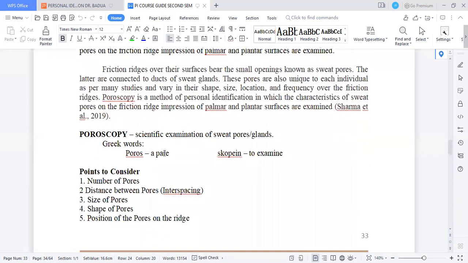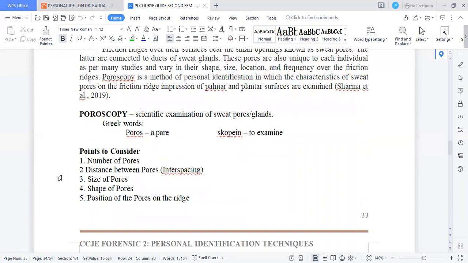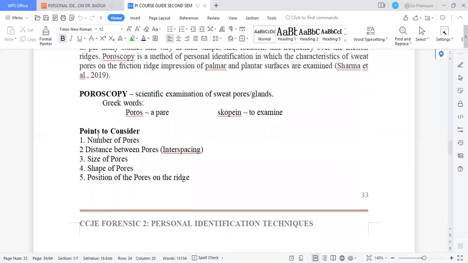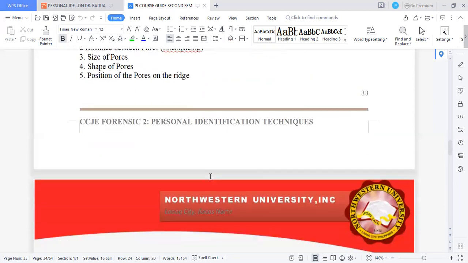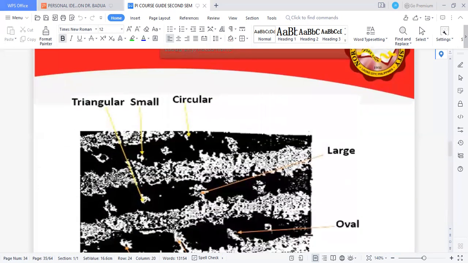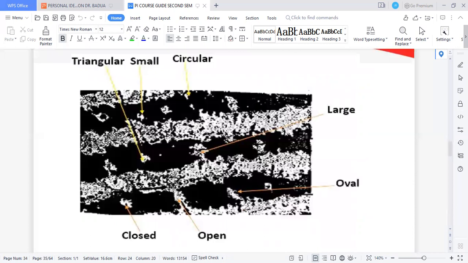So when we talk of poroscopy examination or scientific examination process, these are the things that we can consider: the number of pores, distance between pores or what we call interspacing, the size of pores, shape of pores, and the position of the pores on the ridge. Aside from poroscopy, this is also an image pointing out the different pores pertaining to shape being identified and described.